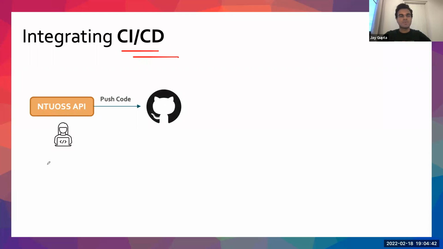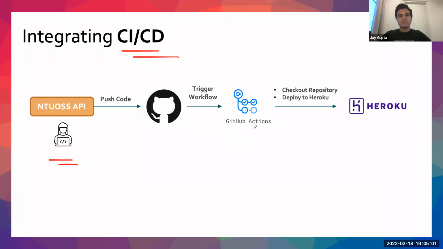So to go over the process, we have the NTU versus API. And as a developer, I write and push some code to GitHub. As soon as I push the code, it should trigger a workflow using GitHub Actions. So this triggering should be automatic as well whenever I push the code to GitHub. So when the pipeline is triggered, it will get the latest code. So checking out the repository basically means we are getting the latest code from the GitHub repository. We get the latest code and then we deploy it to Heroku.